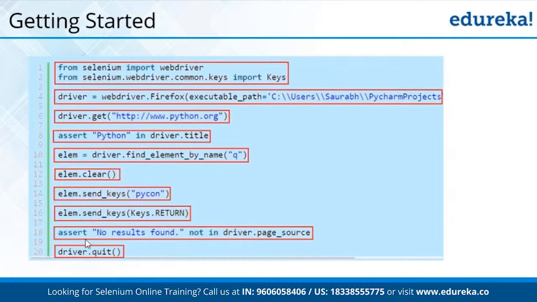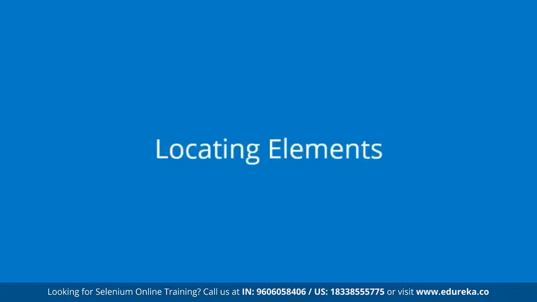Then comes the assert again. Now it says assert no result found not in driver.page_source. So basically it is again doing an assert, but this time it is trying to assert with the help of page source. Then driver.quit is helping you to quit the browser driver. So basically the exe file that you have executed, you are quitting that exe.